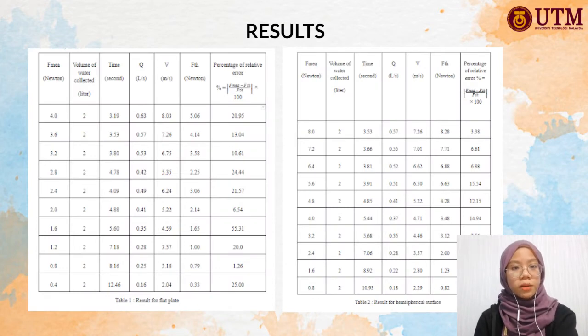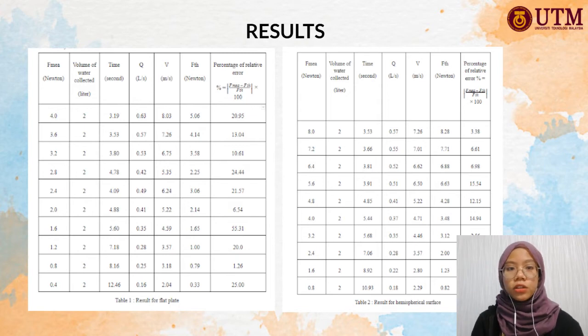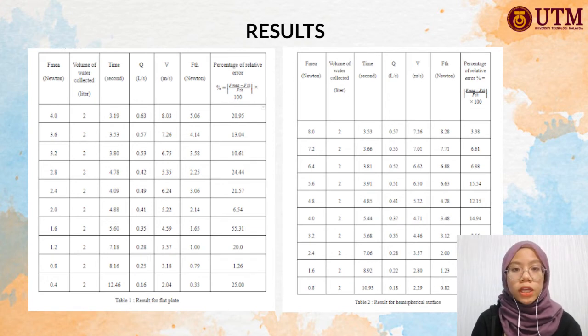Okay, now I will explain about the results and discussion. For the results, as you can see, we obtained two results from this experiment. The first one is table 1, the result for the flat plate, while table 2 is the result for the hemispherical plate. From this experiment, we can obtain the value of F measured, volume of water collected, and time taken. For the value of Q, velocity, F theory, and percentage of relative error, we need to calculate using formulas.